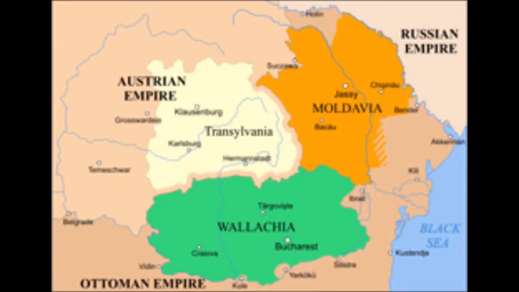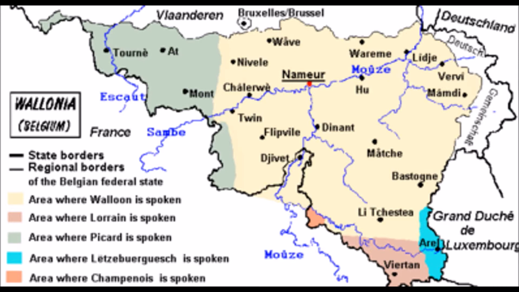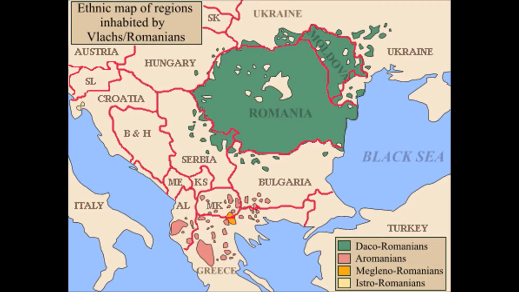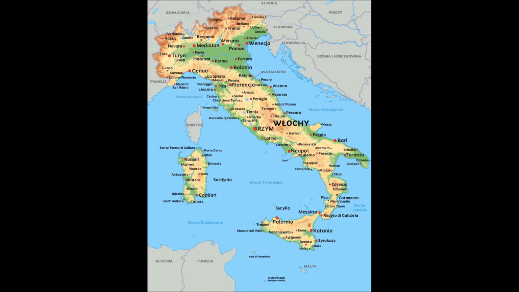Wallachia, a place in Romania, somewhere in the area between the Danube and the Carpathians. Wallonia, the southern half of Belgium. Valais, a French canton of Switzerland. The Vlachs, literally just a variant of Wallachians, which are just Romance people east of Italy. Vlachs was derived into the Polish name for Italy, Włochy. Actually, I don't know how to speak Polish.